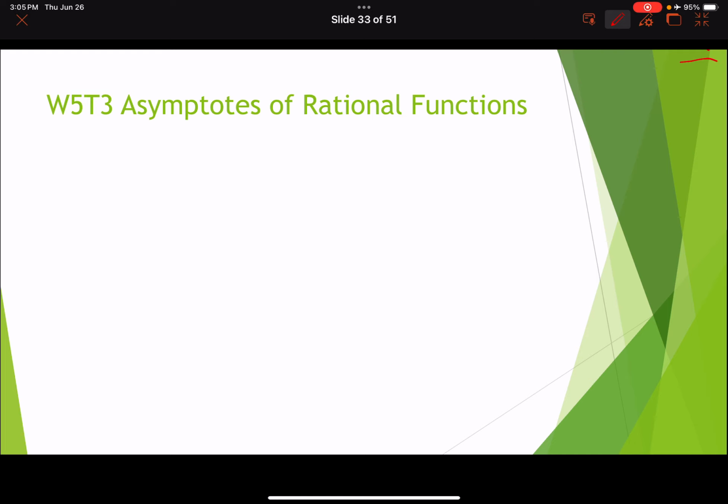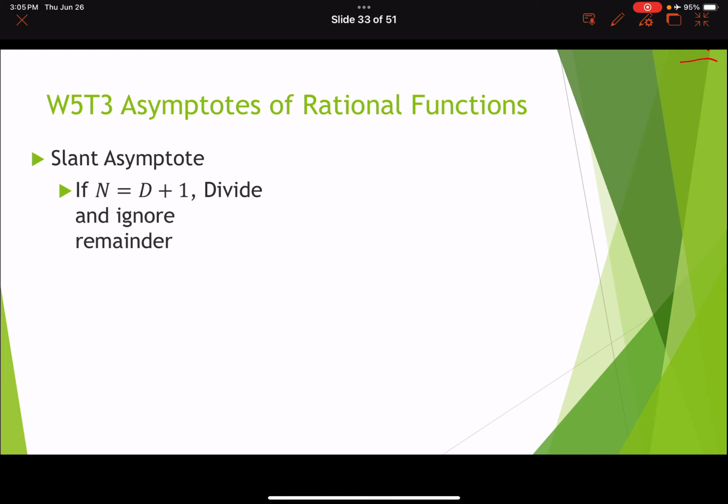We've talked about horizontal and vertical asymptotes. Now there are things called slant asymptotes. That means that if the numerator is 1 degree larger than the denominator, then we divide and ignore the remainder. We're going to use our synthetic division, and whatever we get out of it, regardless of the remainder, that's going to be our slant asymptote.